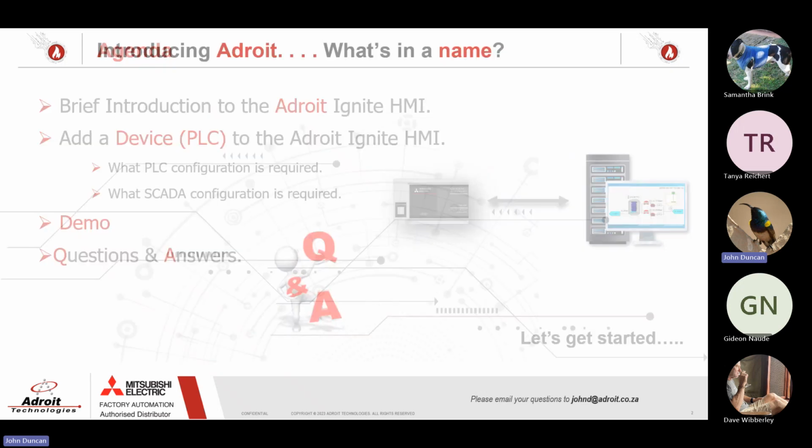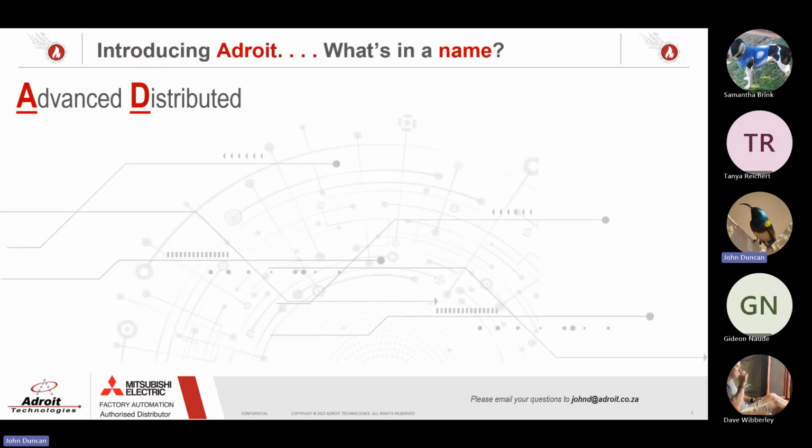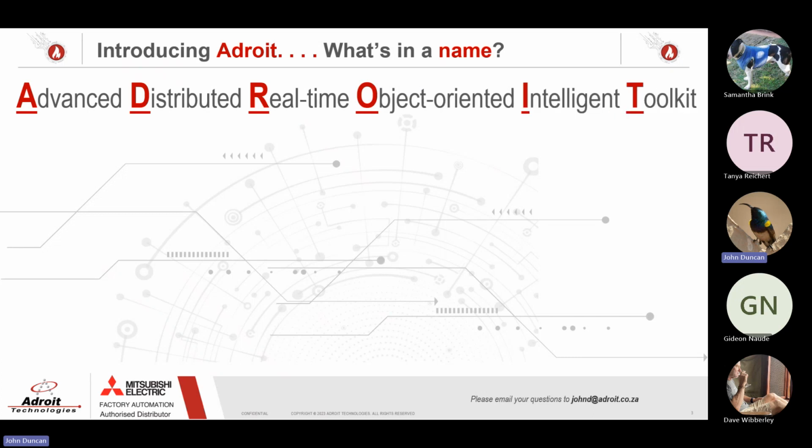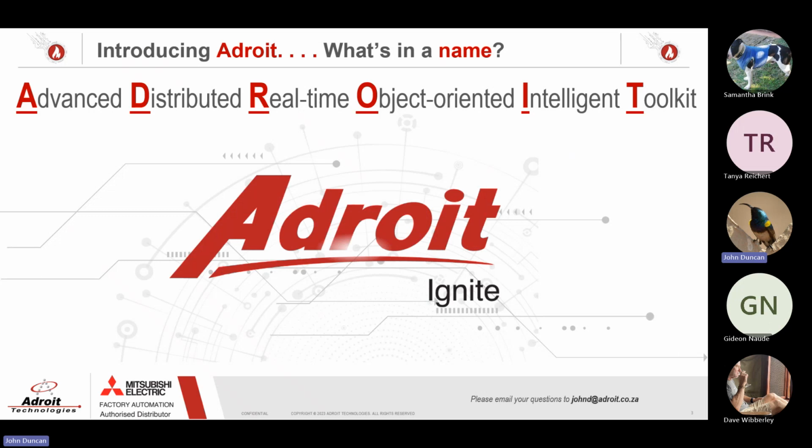Just to recap, Adroit, what does it actually stand for? Well, it's an acronym: Advanced Distributed Real-Time Object-Oriented Intelligent Toolkit. It also has a French meaning, meaning dexterous or flexible, and that's where we get it from.